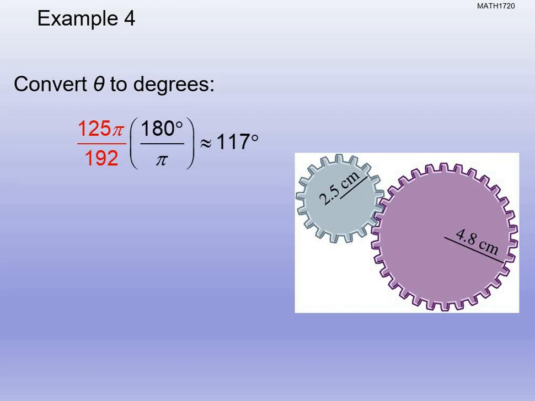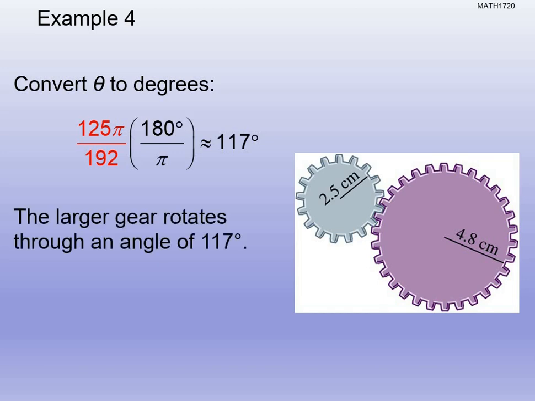In essence, the small gear has to move 225 degrees. For the large gear to move the same amount, it only has to move 117 degrees. Very, very important stuff there. This is a different one where we're solving for a different variable based on a given scenario.